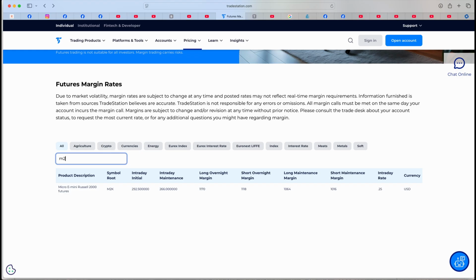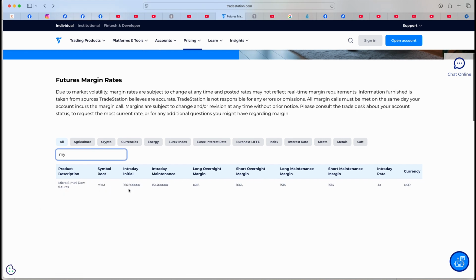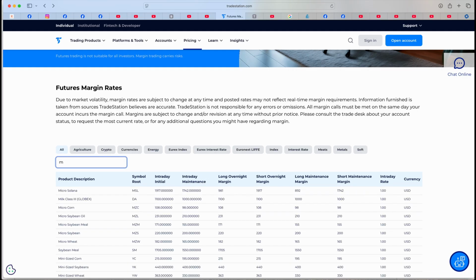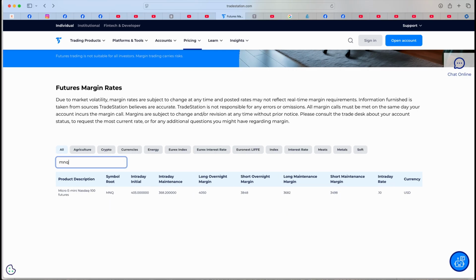I only need $292 to trade the Russell. The Dow, I only need $166 to trade. Now I'm talking about the New York session, okay? And for the NASDAQ, I only need $405 to trade the NASDAQ.